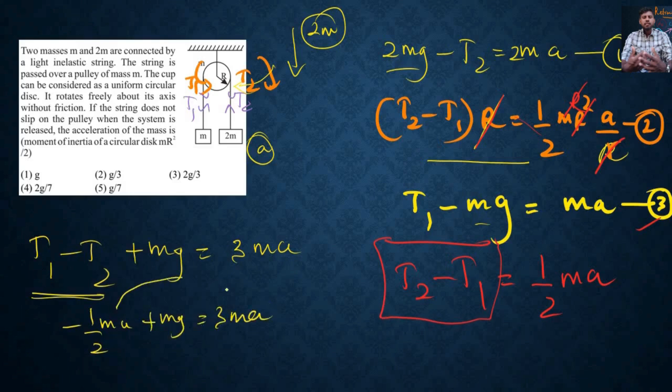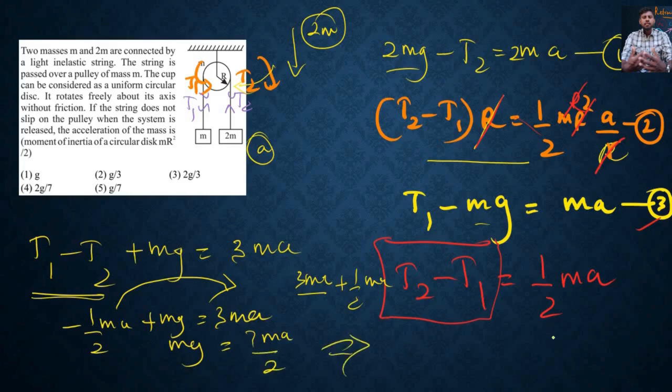I am taking this to the other side. So mg equals 3ma plus half ma. With common denominator 2, that is 7ma over 2. Simplifying further, a equals 2mg over 7m, and the m's cancel off, so a equals 2g over 7. We have the answer: it is the fourth option, 2g over 7.